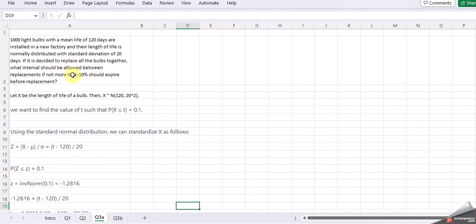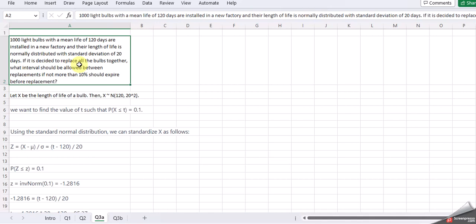Moving on to the next one. This one is 1000 light bulbs, that's 3A. 1000 light bulbs with a mean life of 120 days are installed in a new factory, and the length of life is normally distributed with standard deviation of 20 days. If it is decided to replace all the bulbs together, what interval should be allowed between replacements, if not more than 10% should expire before replacement?